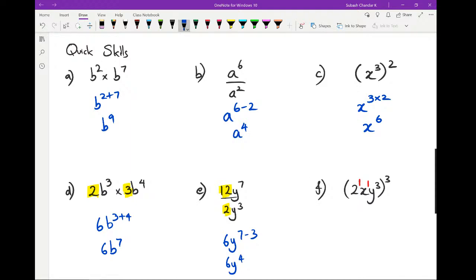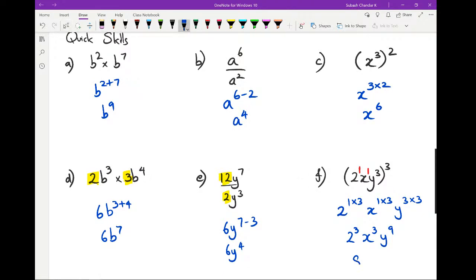So, because the 2 has a power of 1, we are going to rewrite this. Every power gets multiplied by the 3. So we're going to get 1 times 3. Then we've got x to the power of 1 times 3, and then y to the power of 3 times 3. And so we're going to get 2 to the power of 3, x to the power of 3 and y to the power of 9. Now 2 to the power of 3 is 8. So we're going to rewrite this as 8 x cubed y to the power of 9.